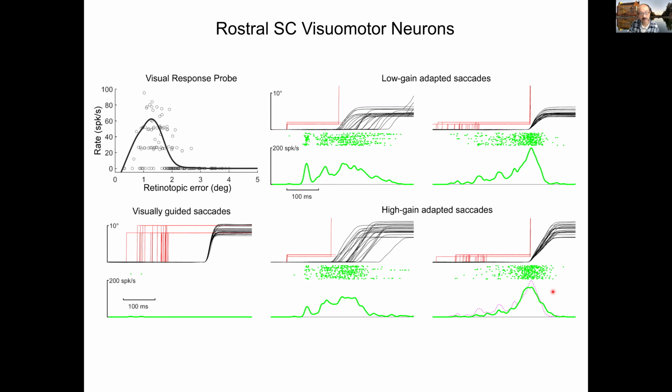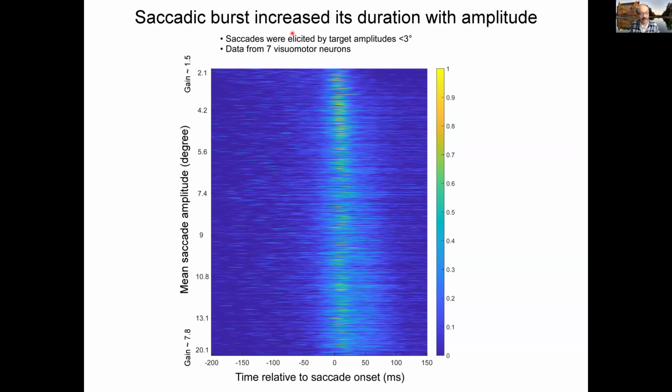Basically, saccadic bursts increase in duration with amplitude. This is all the saccades elicited by 3 degrees or less of amplitude, because that is the tuning of the preferred amplitude of the neurons. The data here is sorted on the amplitude of the saccades. The top has on average about 2.1 degree amplitude, and the gain is about 1.5. At the low end here, the amplitude is about 20 degrees, and the gain is about 7.8.